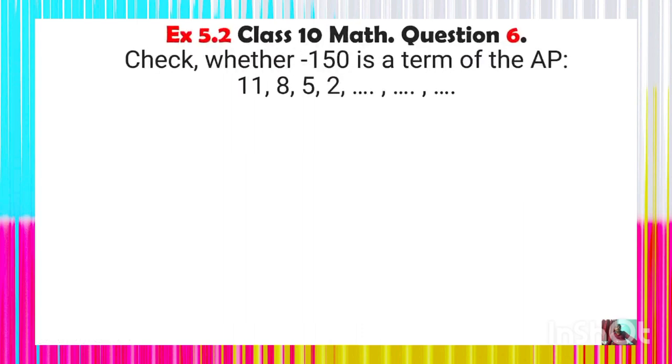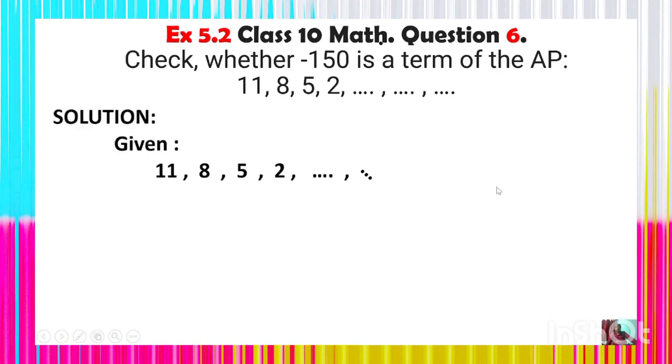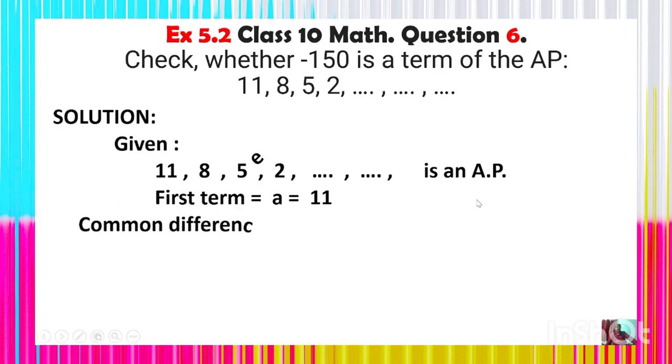Check whether minus 150 is a term of the AP 11, 8, 5, 2. Look at the solution here. Given that 11, 8, 5, 2 is an arithmetic progression, right? So the first term is 11, right? And the common difference is equal to a2 minus a1, which is 8 minus 11, which is what? Minus 3. Thus the common difference is minus 3 and the first term is 11, right?